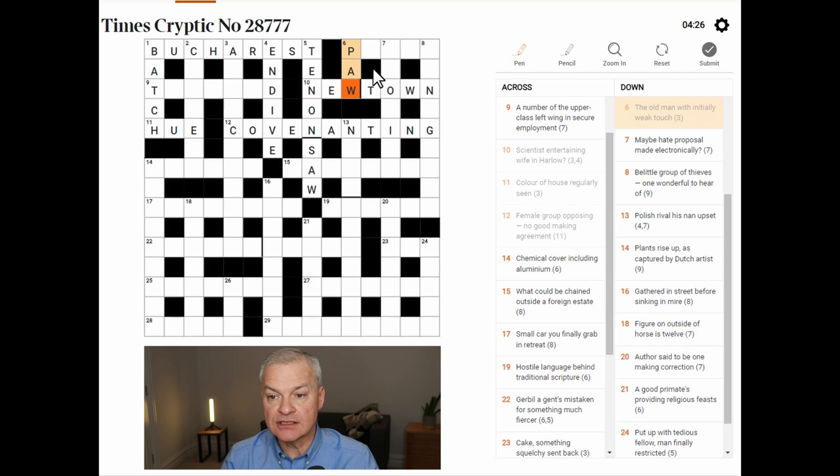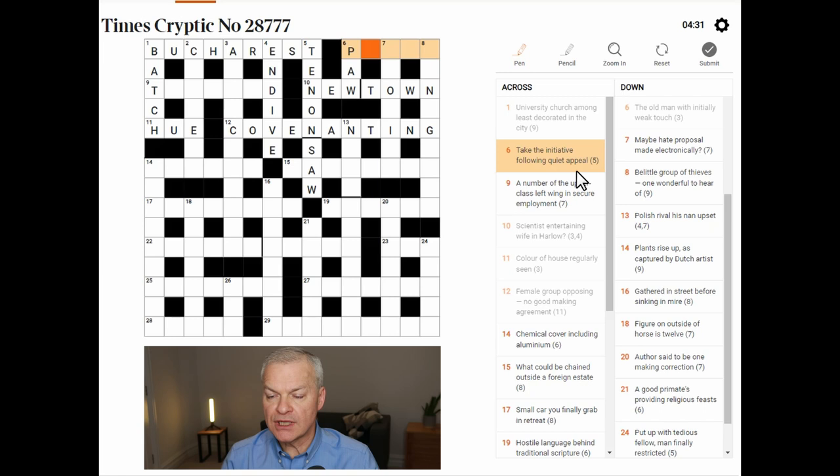Take the initiative, following quiet, appeal. Quiet is likely to be P, short for piano, the musical direction for quiet. Take the initiative.